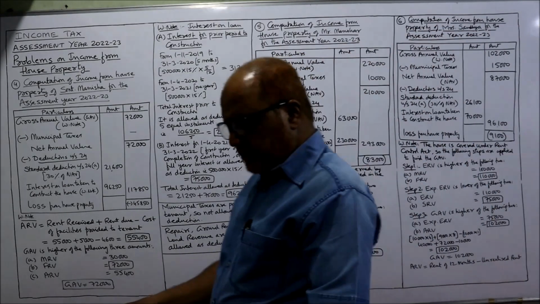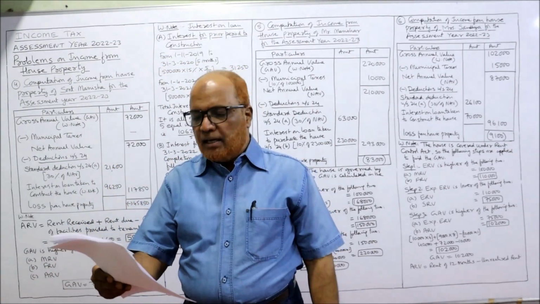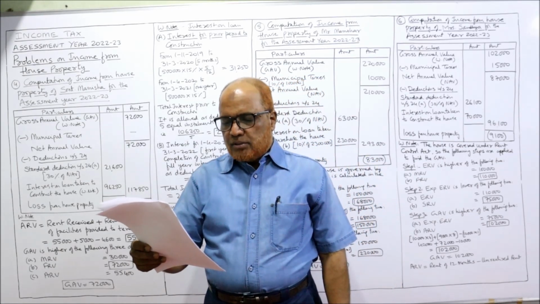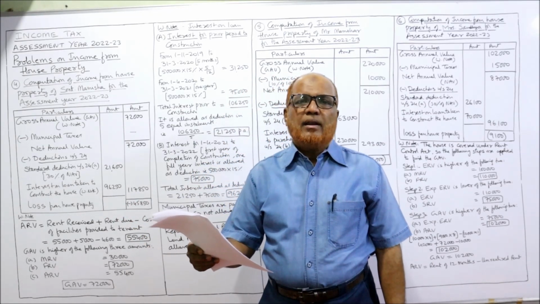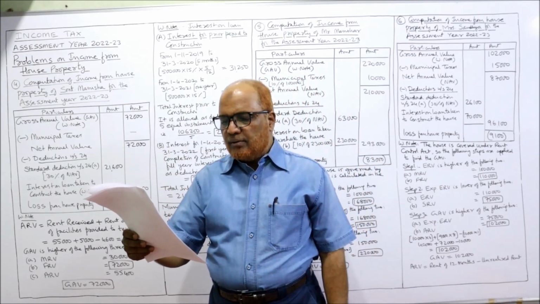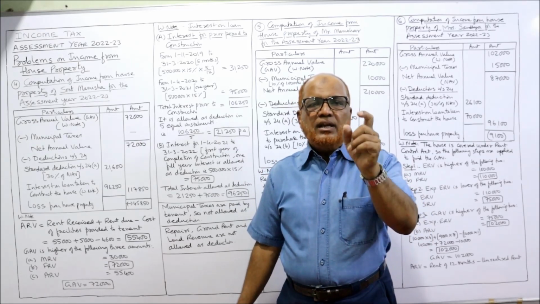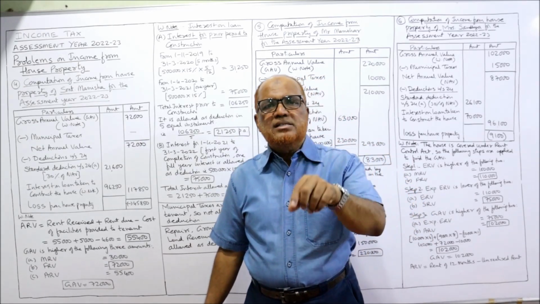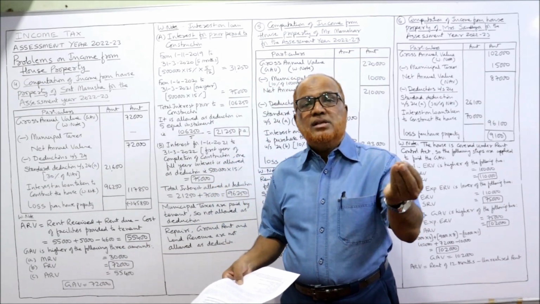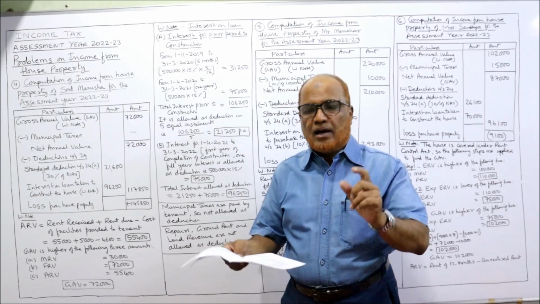Now, see the 4th problem. From the particulars given below, compute the income from house property for the current assessment year of Srimati Manisha. Municipal value means municipal rental value, MRV 30,000. Rent received 55,000, due 5,000. When we calculate ARV, we need the rent received and rent receivable. Here 55,000 is the rent received and 5,000 is receivable. We add up 55 plus 5, 60,000 is the ARV.